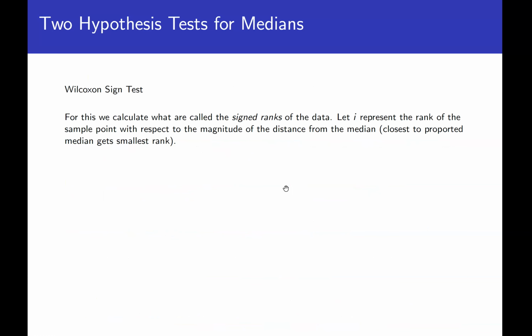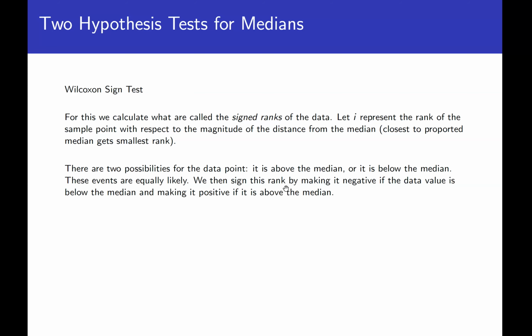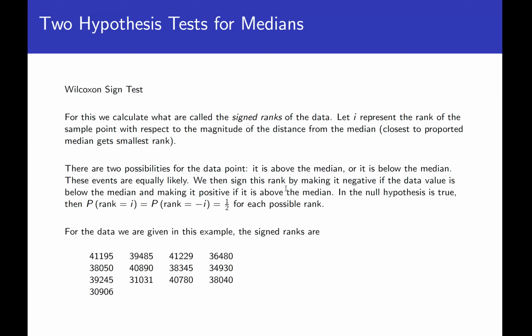All right, so to start taking that into account, we'll do what's referred to as the Wilcoxon sign test. So the first thing we have to do is calculate the signed ranks. All right, so let me show you what we mean by rank. Let's see if I can click this farther down, and I'll get there to the point.